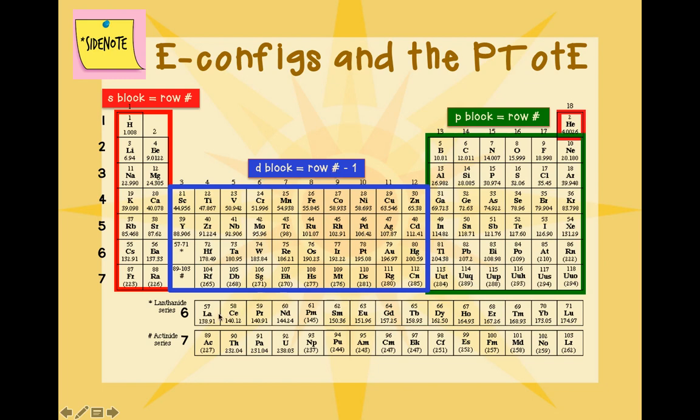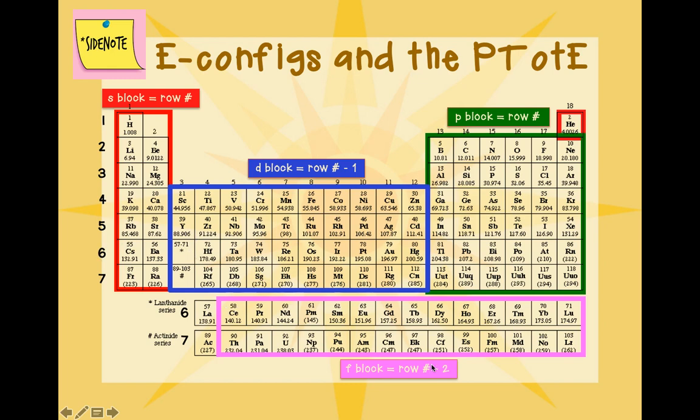So then our last one, so this is tricky. 57, remember, is still right here. That's in the D block. 89 is still in the D block. So starting with 58 and 90, that is the F block, and it's row number -2. So this 58 technically goes right here.